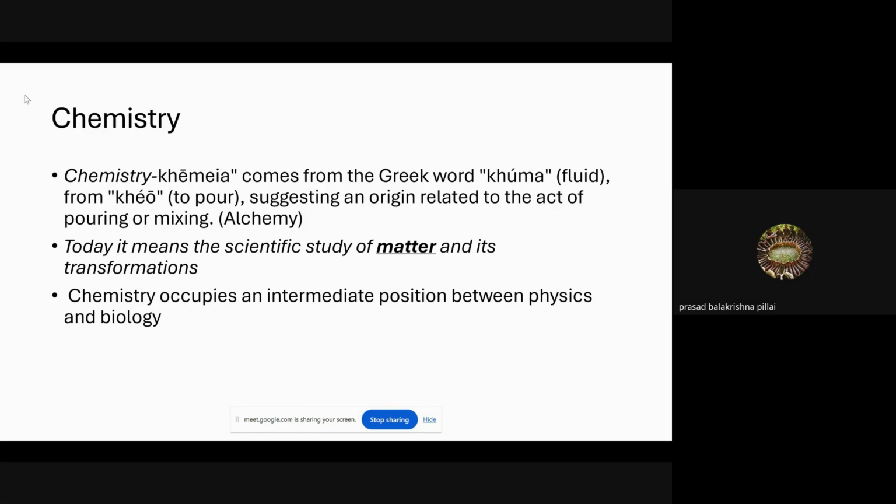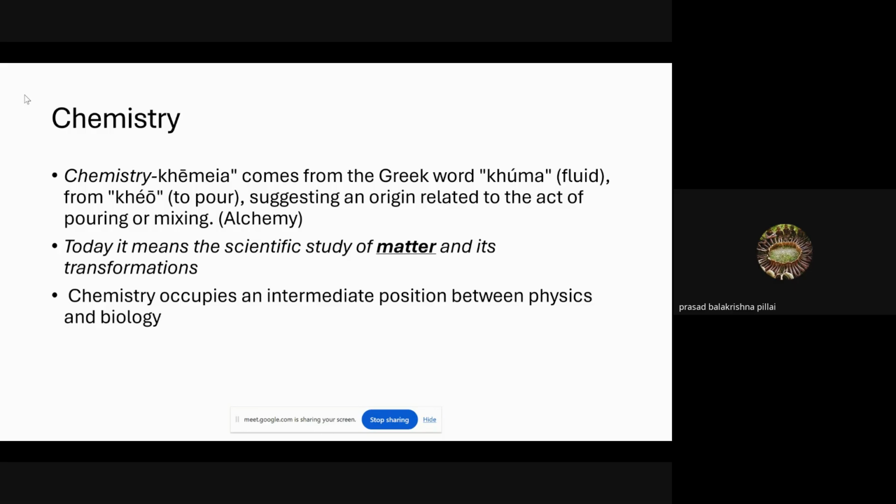Both of them are gases, isn't it? Yes. Hydrogen is a gas, oxygen is a gas. Whereas water is a liquid. So in chemistry, we deal with matter and its transformation. Okay, we will come to more details about that because our basic discussion is about chemistry.